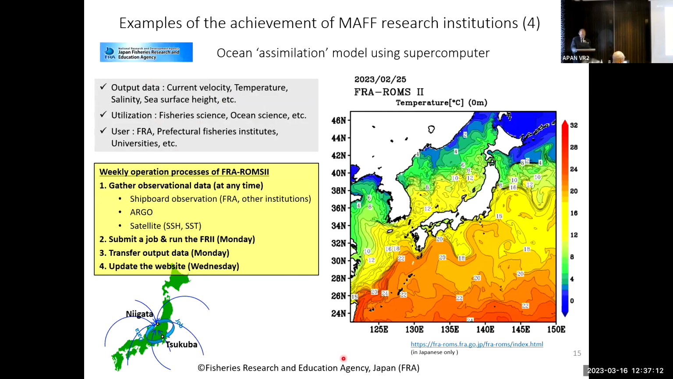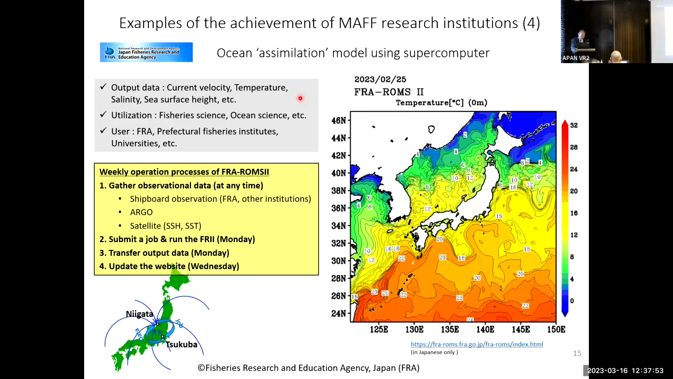This is the project of an ocean assimilation model to predict the ocean states around Japan by the Japan Fisheries Research and Education Agency, FRA. Output data of this project includes current velocity, temperature, salinity, sea surface height, and so on, and they are updated weekly, including the prediction up to 2 months ahead. This tool is useful for fisheries because the ocean states affect the behavior of fish.